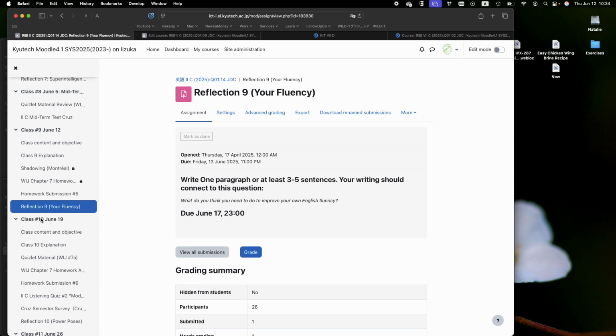What do you think you need to do to improve your own English fluency? Now, you should be writing at least 3 to 5 sentences, okay? That's one paragraph. So some of you are writing very, very short sentences. I must work hard. English is difficult. You can write more than that, okay? So try to write as much as you can. Try to write one paragraph, 3 to 5 sentences at least, okay?